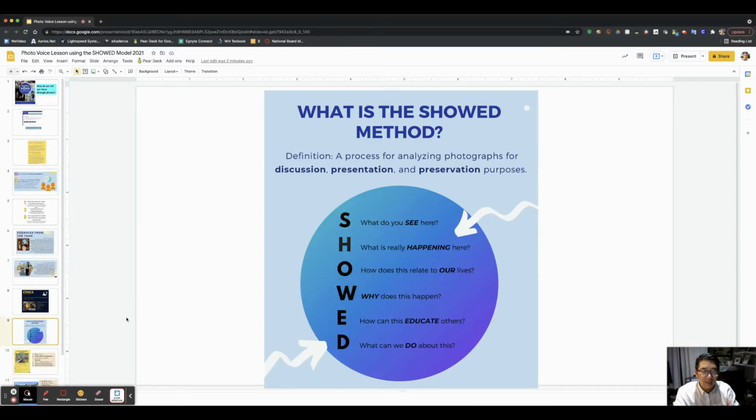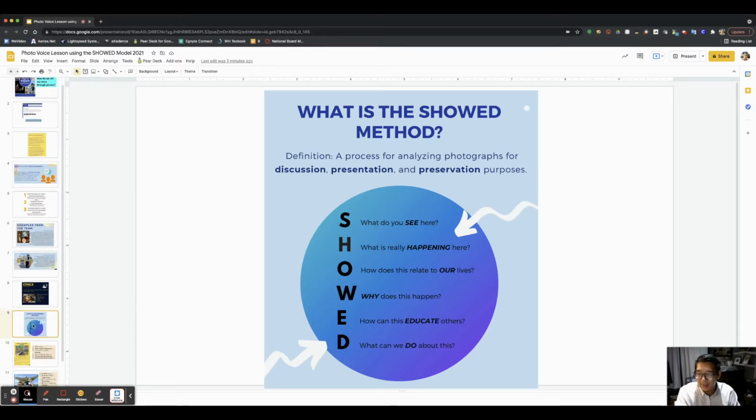And as we look at these photos, there's a process to analyze the photographs, whether it's another individual analyzing the photograph or even the person who took the photograph themselves. And here's another acronym that can help with this photographic analysis. S stands for what do you see? H, what is really happening? O, our lives. How does this relate to our lives? W, why does this happen? E, how can this educate others? D, what can we do about this?